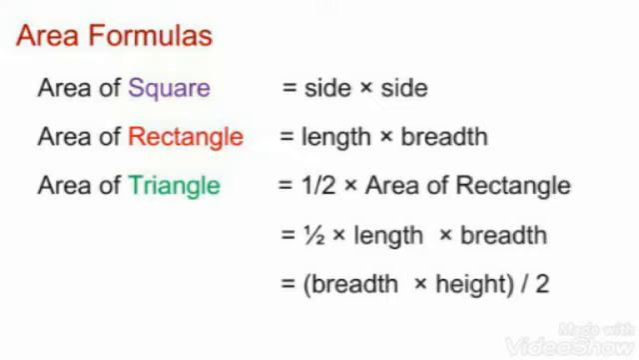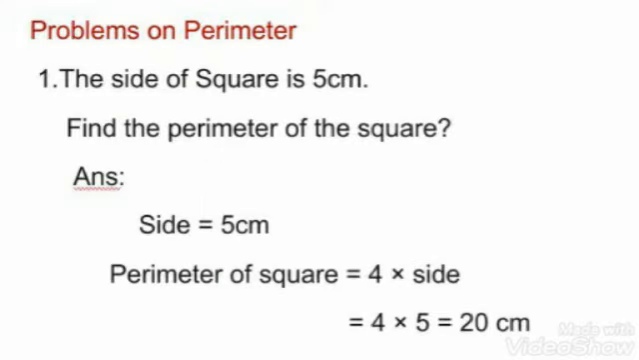So you clearly understand the perimeter formulas and area formulas. If you do the problems on these formulas, you will get familiar with the formulas. Problems on perimeter. The side of a square is 5 centimeter. Find the perimeter of the square. Side is equal to 5 centimeter given. Perimeter of square is equal to 4 into side, which is equal to 4 into 5, is equal to 20 centimeter. Perimeter is easy, just multiply 4 into side.